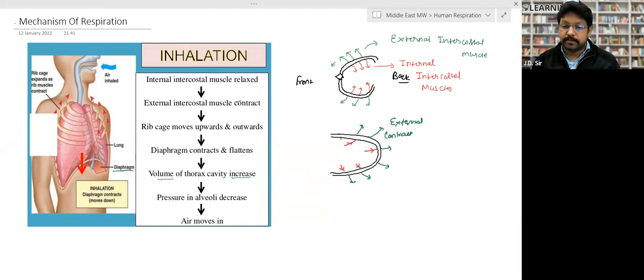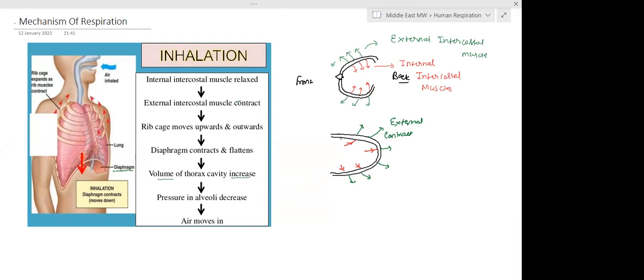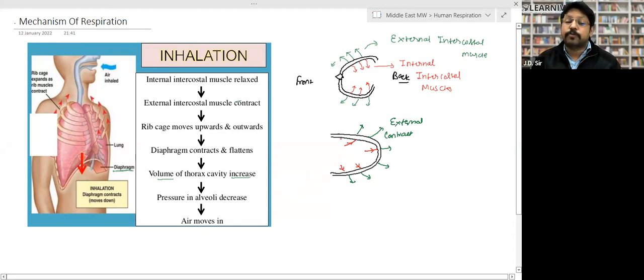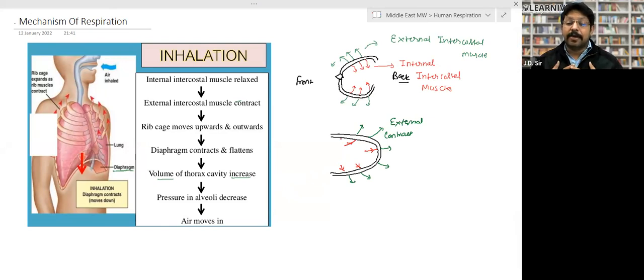Clear or not? Yes, sir. Ribs will come outside, right? Then when the ribs come outside, what will happen? The volume inside the lungs will increase.